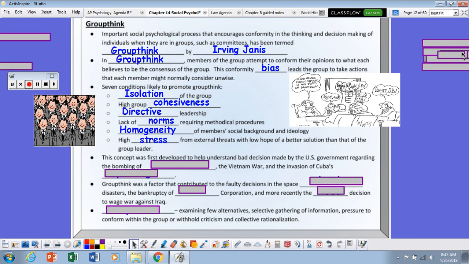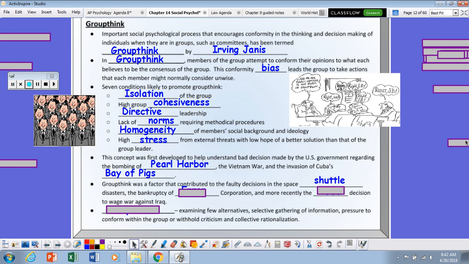This concept was first developed to help understand the bad decisions that were being made by the U.S. government regarding the bombing of Pearl Harbor, the Vietnam War, and the invasion of Cuba's Bay of Pigs. Groupthink was a factor that contributed to faulty decisions in the space shuttle disasters. If you go back to 1986 with the Space Shuttle Challenger, or look back to 2003 with decisions about trying to land Space Shuttle Columbia, groupthink was a factor in those poor decisions. It was also a factor in the bankruptcy of Enron, an oil company out of Texas about a decade or so ago, and more recently, the 2003 decision to wage war against Iraq.